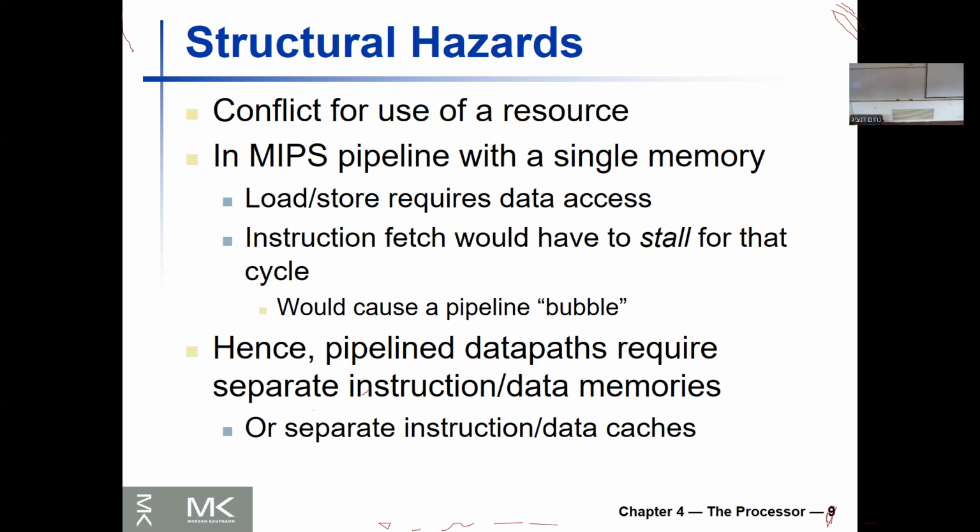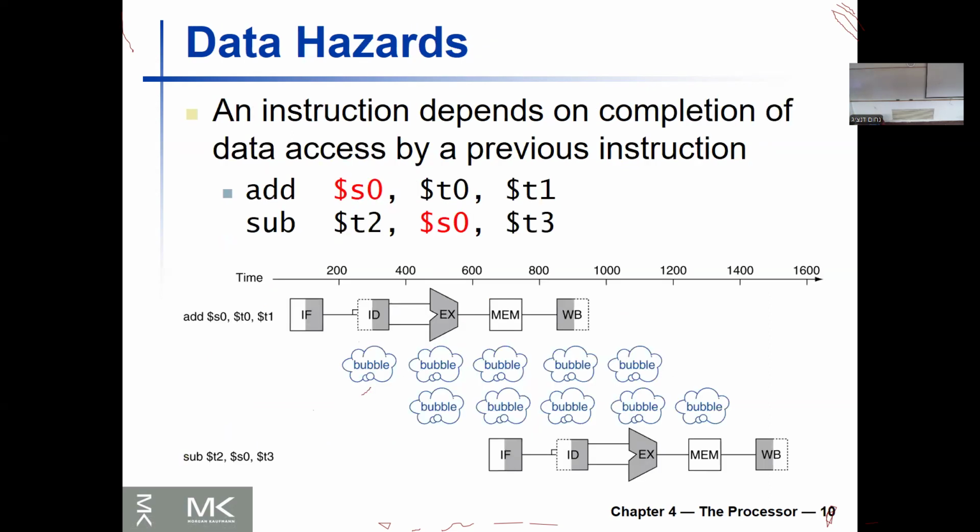One specifically for getting instructions. So the pipeline data path requires separate instruction and data memories, or caches, but the point is, we're gonna need extra hardware. That's just one example. We'll see there's extra hardware. Okay, that's the first type of hazard. That's the simplest one. Second one is the data hazard.